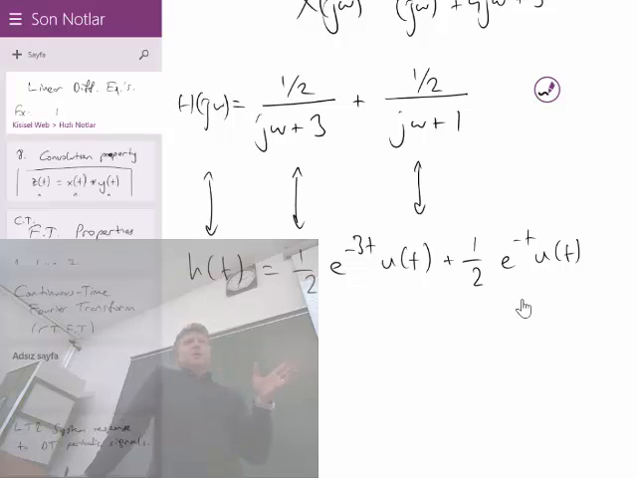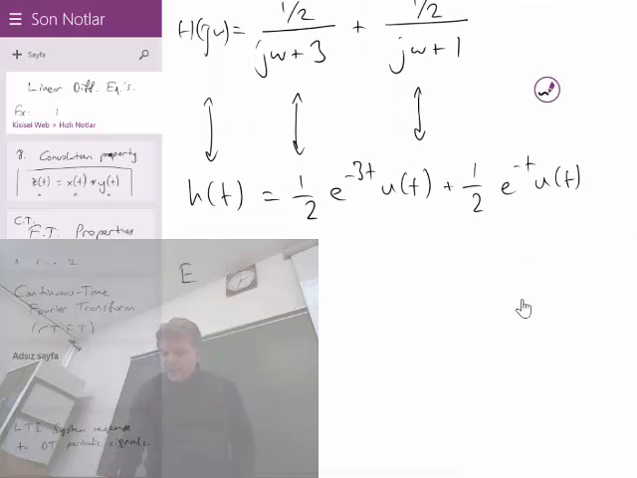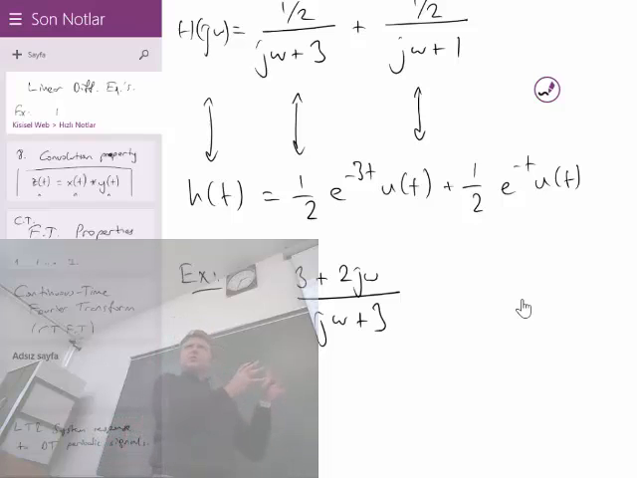The questions may become a little bit more complicated, other questions that you may encounter. For example, what would you do if you have in the numerator something like this? Not only 1 over 2, but something like this: 3 plus 2j omega divided by j omega plus 3. This could also happen to you. Then how would you attack this problem?